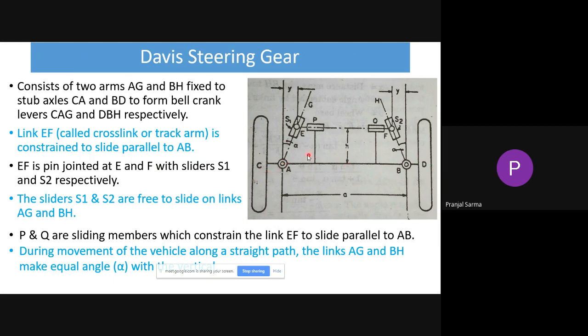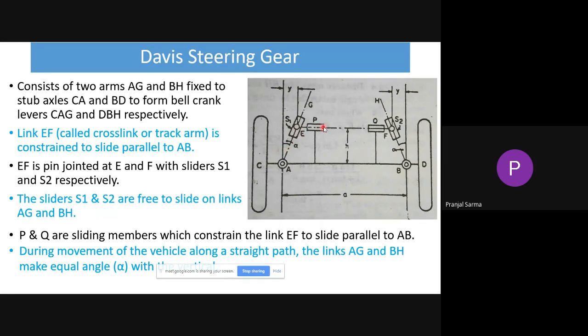Okay, and in this mechanism, what happens? It consists of two arms, this AG arm and this BH arm, which are fixed to the stub axle. Stub axles are the smaller axles which allow the differentiated movement of angle for wheel C and wheel D. They form these particular levers, known as bell crank levers.